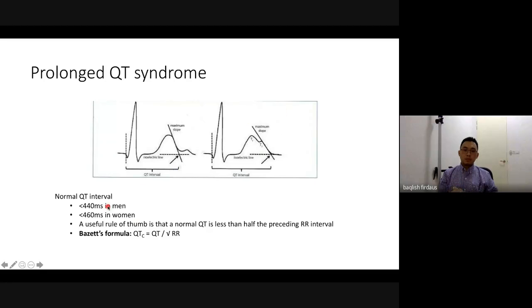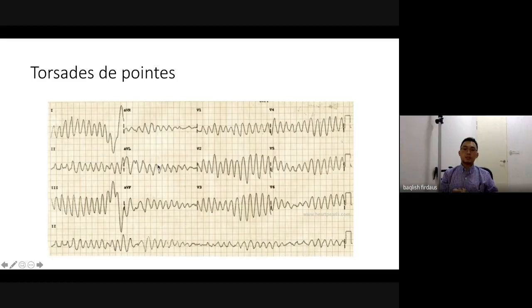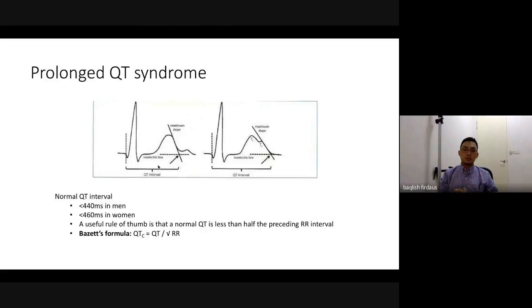Usually I remember it like this. Man, the normal QT is less than 440. So you just remember the Chinese people, they hate the number 4. So if more than 440, the patient can die, can develop torsades. And women, they always want more than men. So in women, you just add another 20, make them happy.